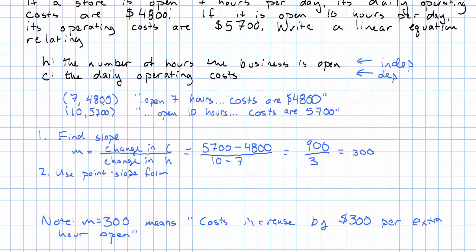Now, using the point-slope form, I'm going to use the first point, c minus the given c equals the slope times h minus the given h. Point-slope form. So the only difference here is we first need to find the slope.